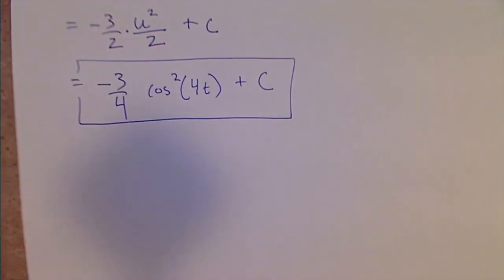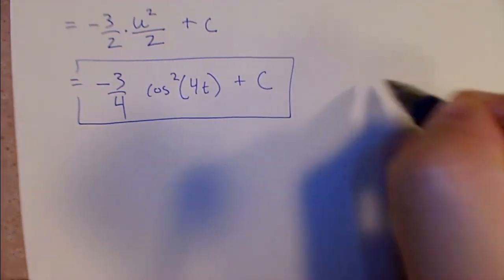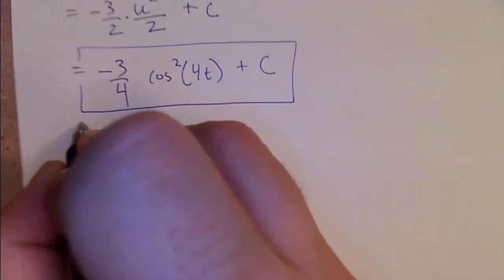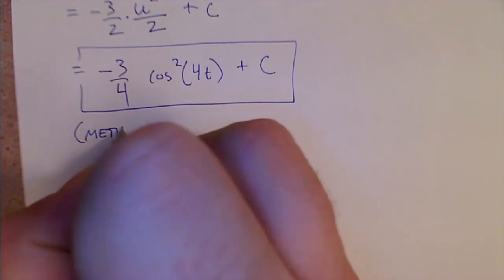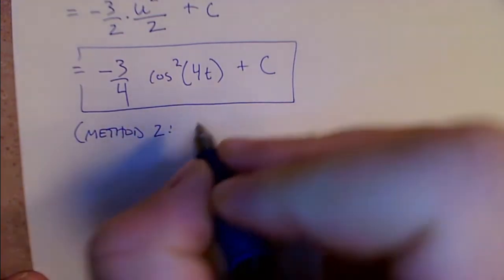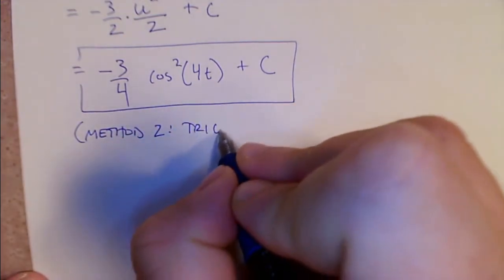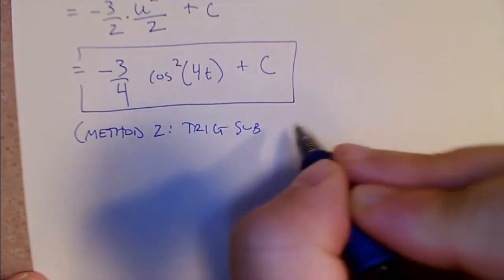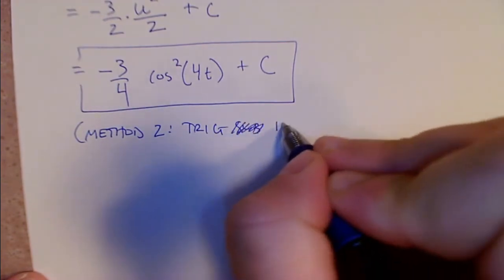But that's solving this integral using a u substitution. All right. Now, the other way that I would do this would be a trig sub, because recall, so let's call it this, method 2. Not trig sub, trig ID.